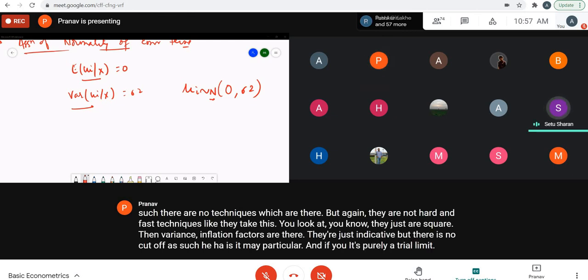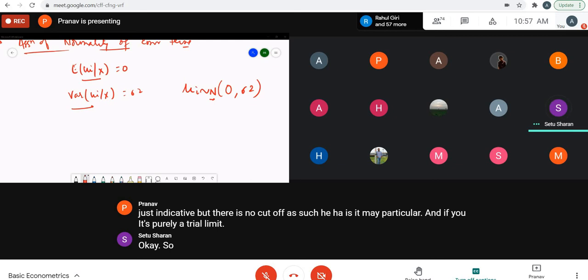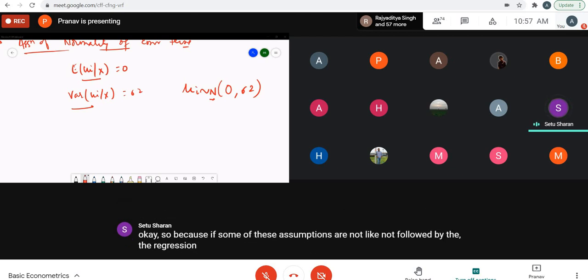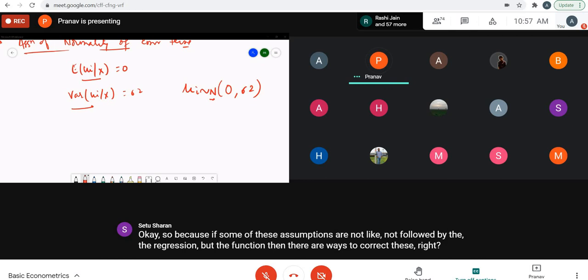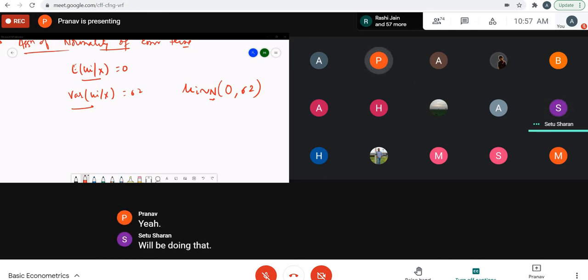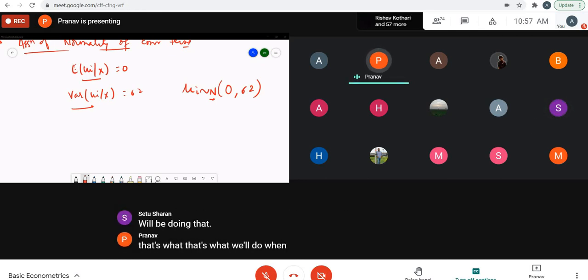Okay, sir. Also, because if some of these assumptions are not followed by the regression or the function, then there are ways to correct these, right? Yeah. Will we be doing that? That's what we'll do when violations of these assumptions are there. Okay. Heteroscedasticity होगा तो क्या होगा? Autocorrelation होगा तो क्या होगा? Functional form गलत है तो क्या होगा? वो सारी चीजें हैं.